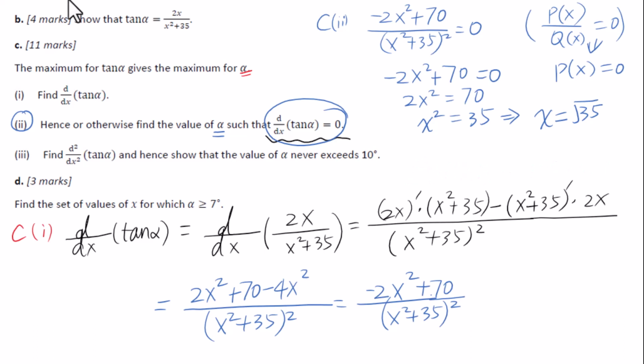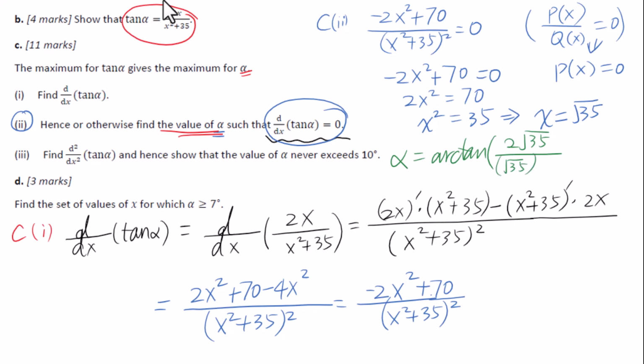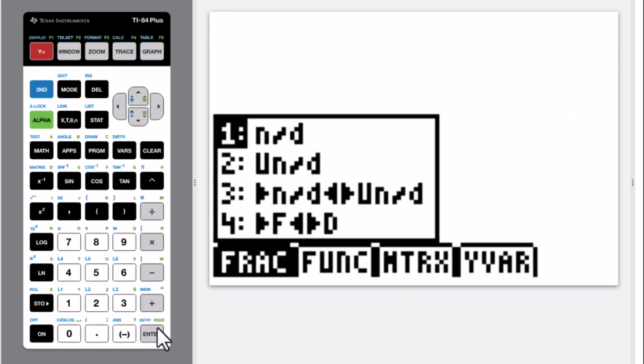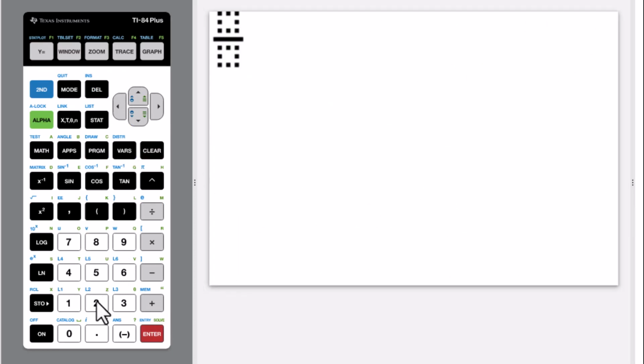In order to find the value of alpha, we need to substitute the square root of 35 for x. Alpha equals arc tangent 2 times the square root of 35 over square root of 35 squared plus 35, equals, second way, equals 2 times the square root of 35.